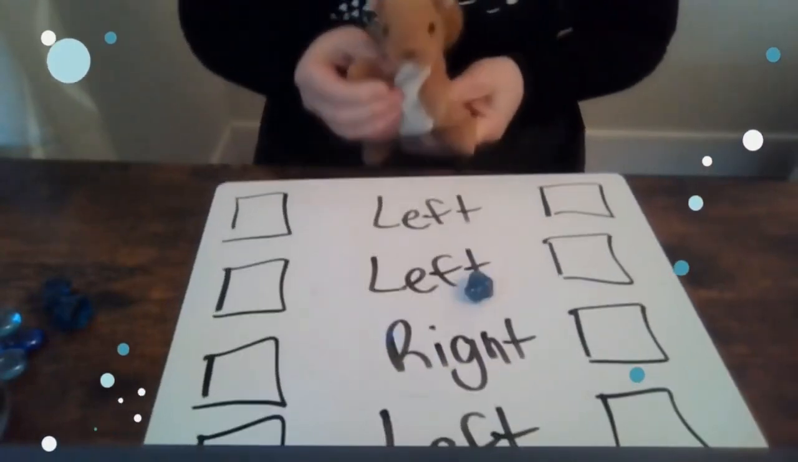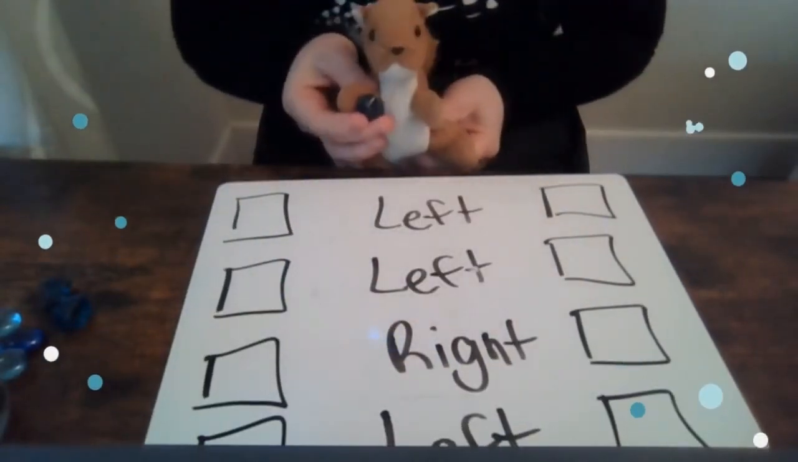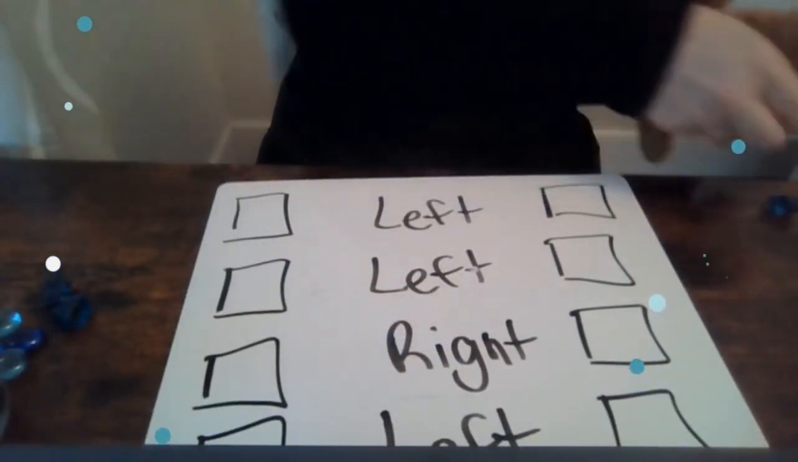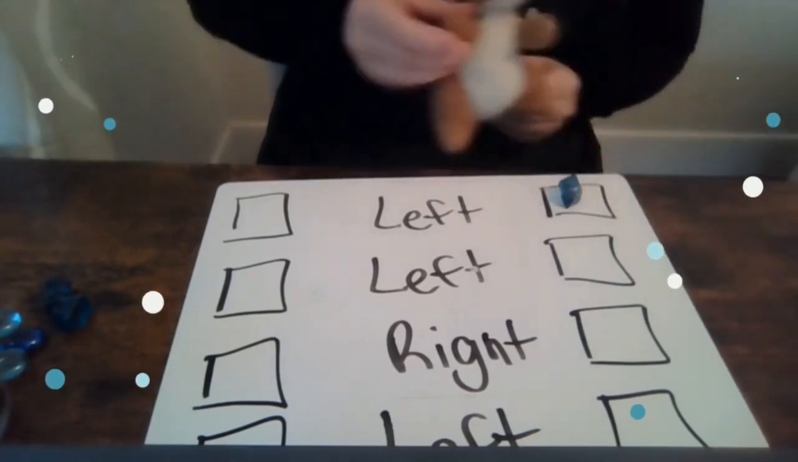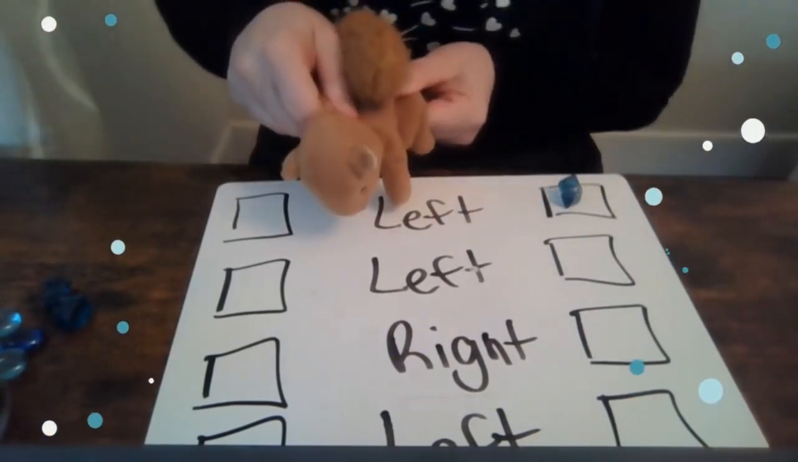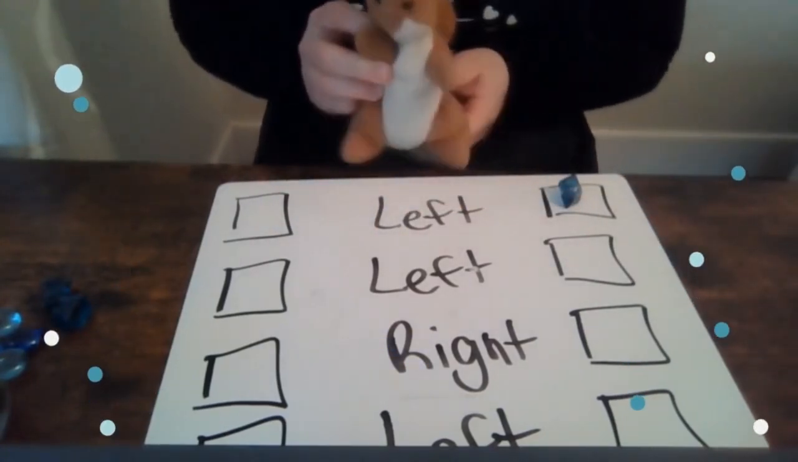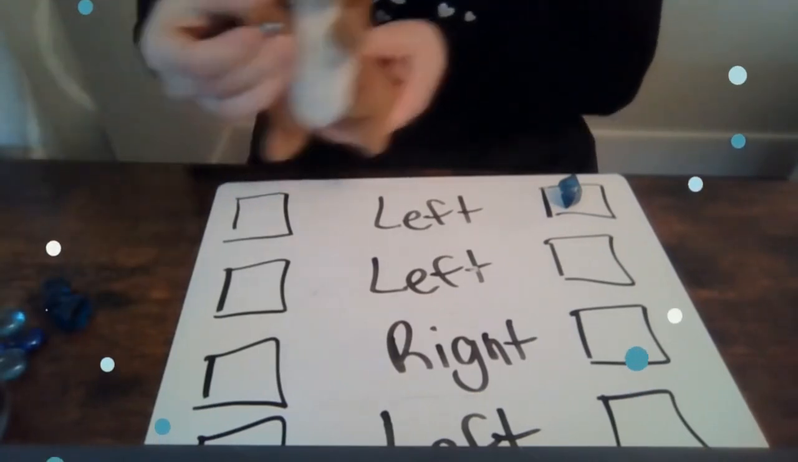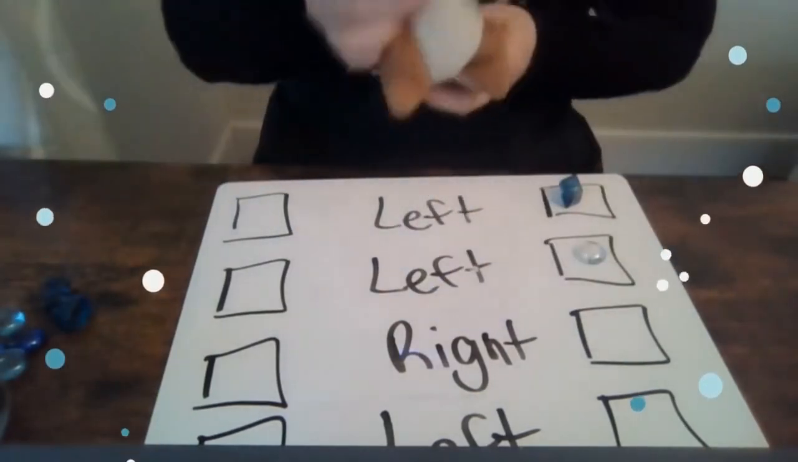Left. Okay, so which one's left? Don't throw it. That's not nice. Oh, that's right. Read the second one. Left. Oh, you did it again. So get another gem. Put it down.